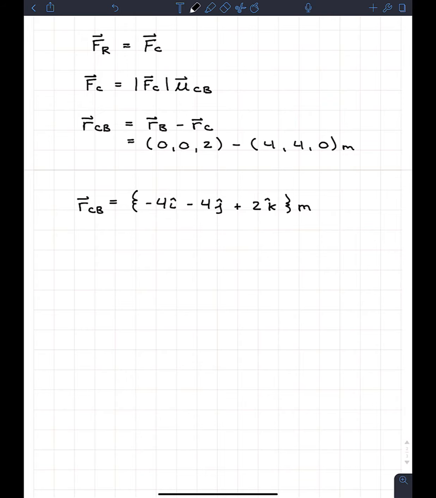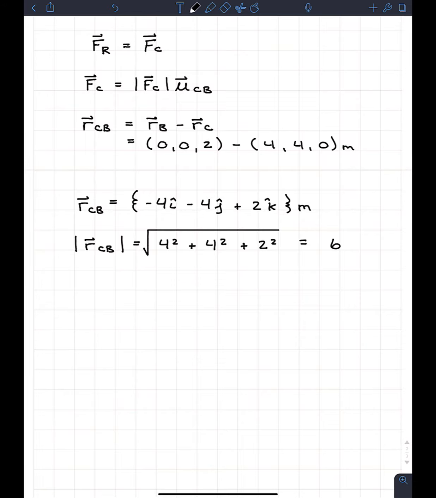Now remember, to find the unit vector of this, we're also going to need the magnitude of RCB. That's easy to find because the magnitude of a vector is all of its components squared, added together, and then square rooted. So we take the i component squared, 4 squared, plus the j component, another 4 squared, plus the k component, 2 squared. And what we find is this is equal to 6.